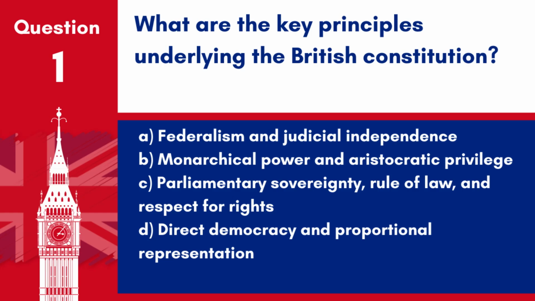Question 1. What are the key principles underlying the British Constitution? A. Federalism and judicial independence. B. Monarchical power and aristocratic privilege. C. Parliamentary sovereignty, rule of law, and respect for rights. D. Direct democracy and proportional representation.